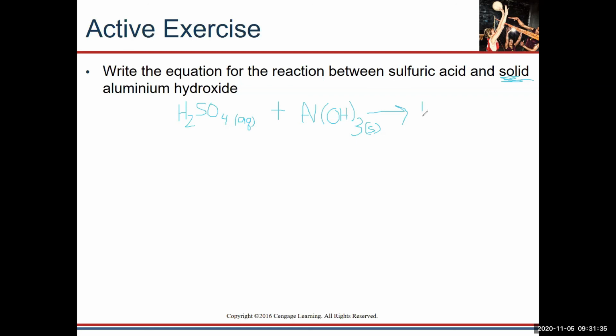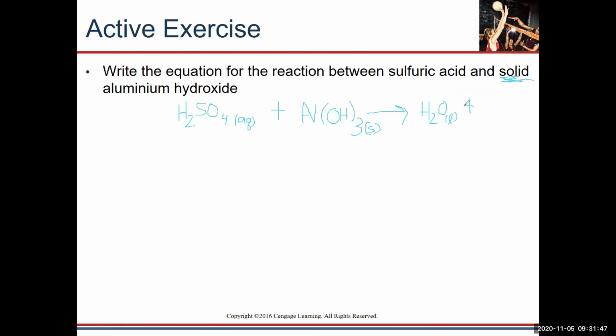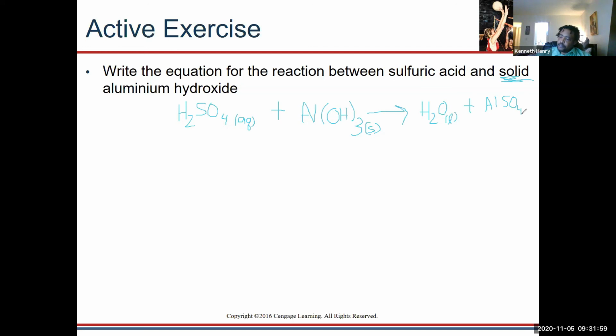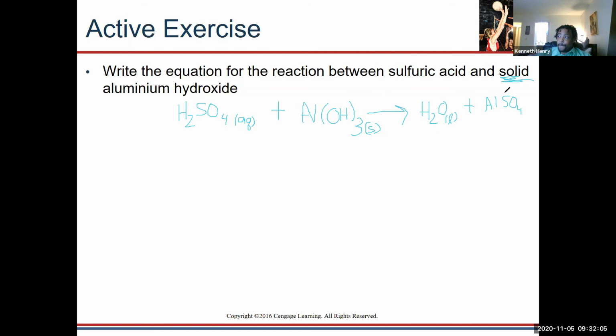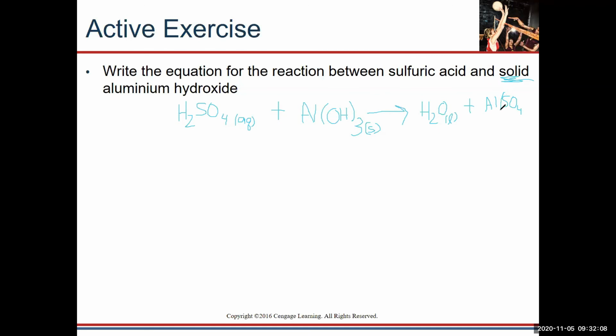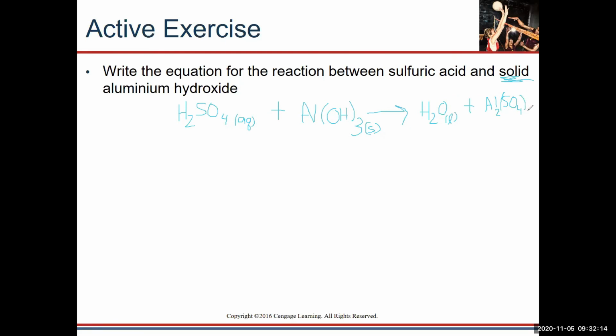Water and aluminum sulfate. So water. And you said aluminum sulfate. What does aluminum sulfate look like? Al2(SO4)3. Is it completely balanced? Let me check my table. No. Okay, how do I completely balance it? You need 2 aluminum. And then how many sulfates? 1. Are you sure?